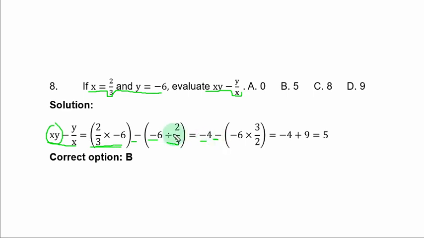Then minus, you change this sign to multiplication and you invert this fraction to 3 over 2. So you have minus 4. Now minus times minus is plus. Divide 6 by 2 is 3. 3 times 3 is 9. So you have minus 4 plus 9, and that is 5. B is the correct option.